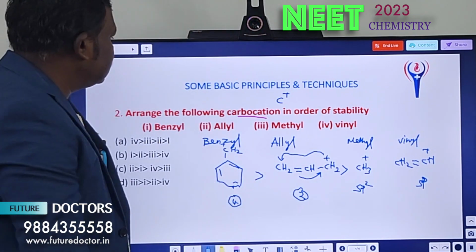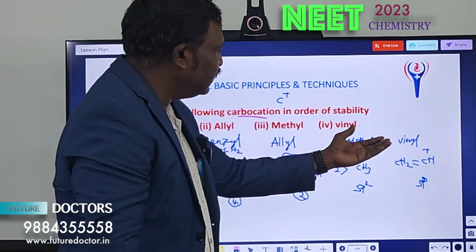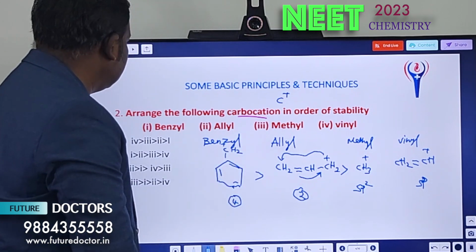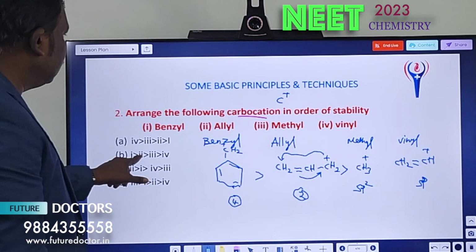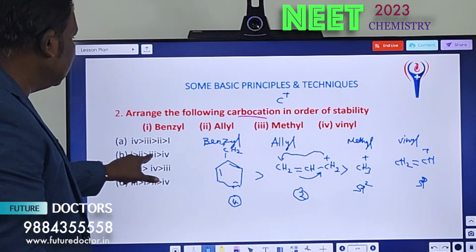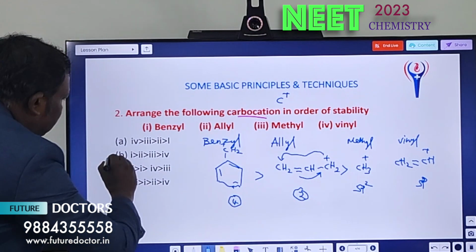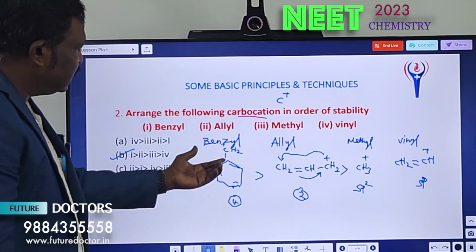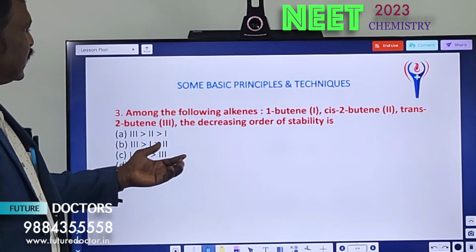Okay. So among these, this is the arrangement: benzyl, allyl, methyl, then vinyl. If you know the resonance structures, we can arrange them very easily. The first one, benzyl. Second one, allyl. Then third one, as usual, methyl. The last one is vinyl. So this is the correct option. So you must know how to draw the resonance structures. Each and every one has a resonance structure. Understood?